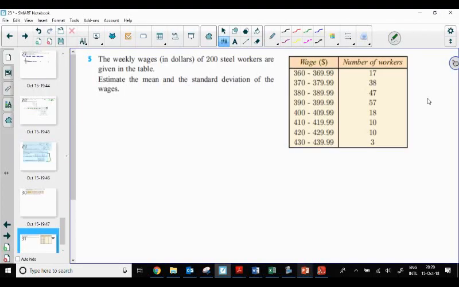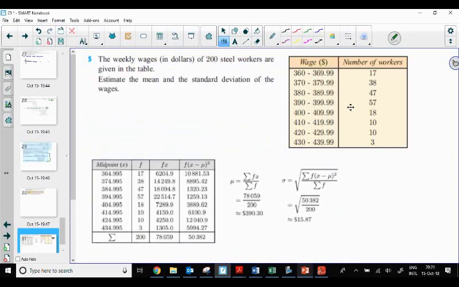Finally, last one. Here we've got the wages of 200 workers at a particular company, and we want to estimate the mean and the standard deviation here. So what did we do last time when we had to estimate based on grouped data like this? Well, we use the midpoints. So we do the exact same thing here. We'd find the midpoint of 360 to 369.99. Oh, come on, guys. This is annoying. I'm not going to do it. So we find the midpoint of each of these different groups. We know the frequency of each of them. We can calculate the mean and the standard deviation just using those as the actual data points. Again, that's just the best we can do.